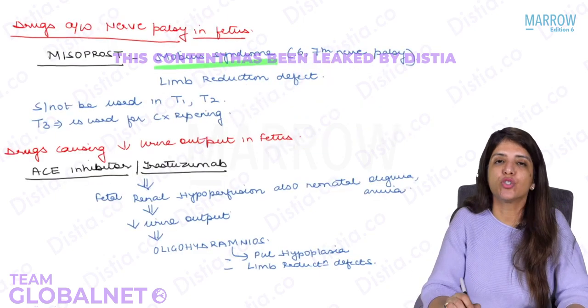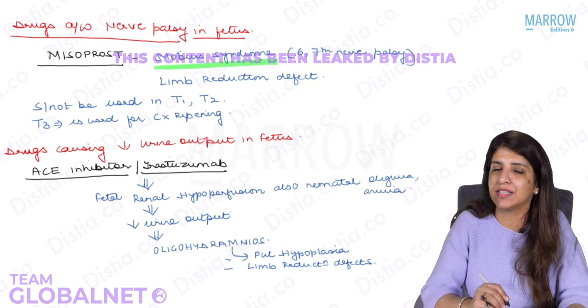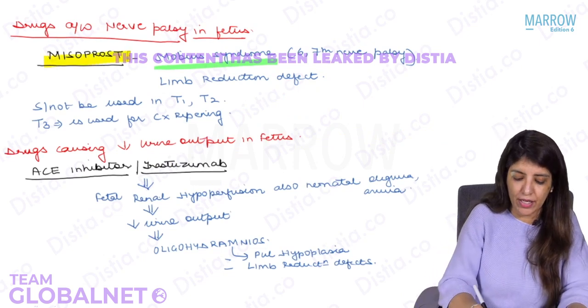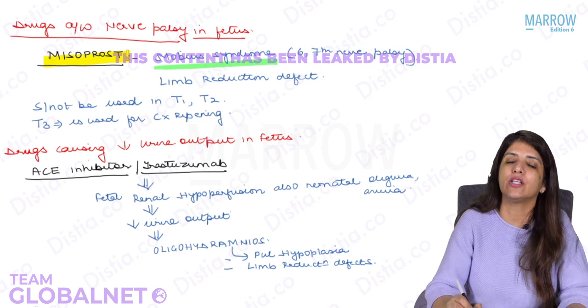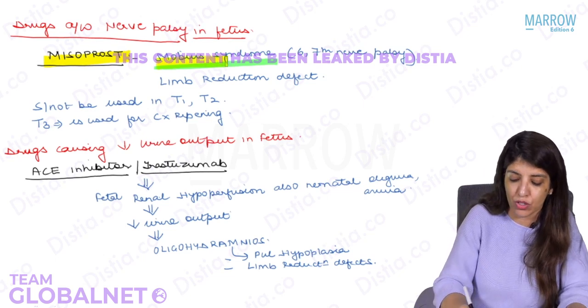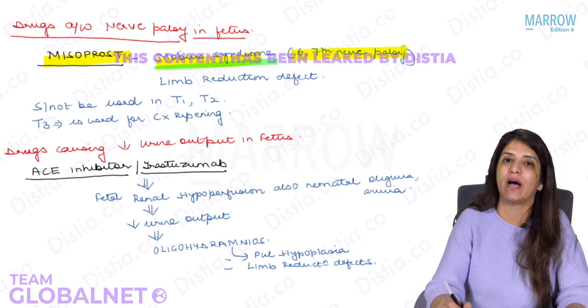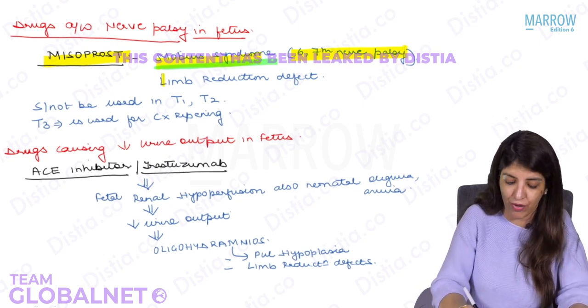Then, drugs which are associated with nerve palsies in the fetus. So number 1 is misoprostol. Misoprostol leads to Mobius syndrome. In Mobius syndrome, you get 6th and 7th nerve palsy, and again there are limb reduction defects.